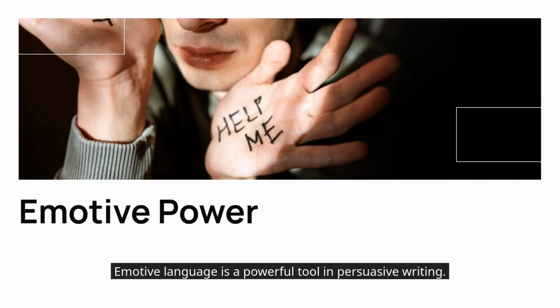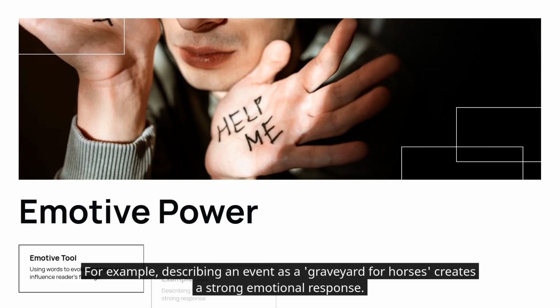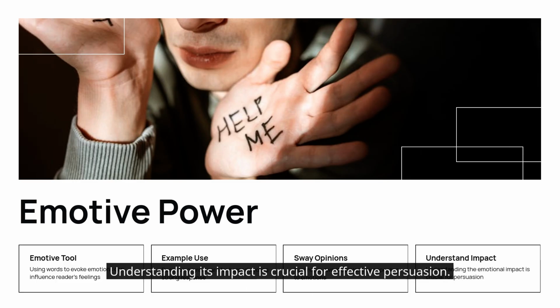Emotive language is a powerful tool in persuasive writing. It uses words that evoke emotions to influence the reader's feelings. For example, describing an event as a graveyard for horses creates a strong emotional response. This technique can sway opinions by appealing to the reader's emotions. Understanding its impact is crucial for effective persuasion.